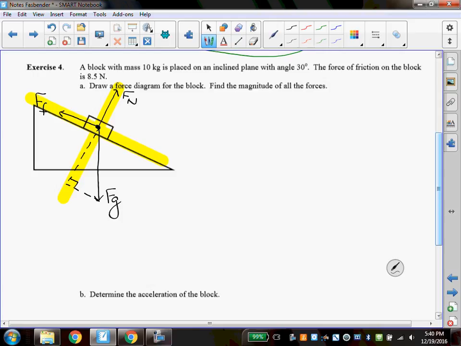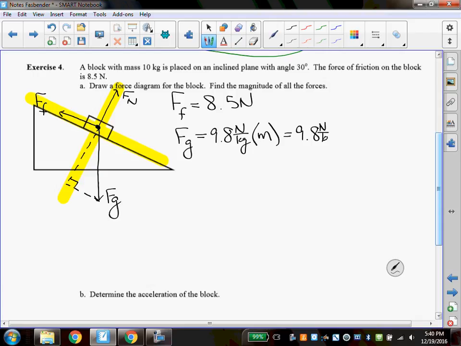Now we want to find the magnitude of all of the forces. The magnitude of the force of friction is given to us. It is 8.5 newtons, so ta-da, we are a third of the way there. The force of gravity is calculated by the formula 9.8 newtons per kilogram multiplied by mass. So we do 9.8 newtons per kilogram times 10 kilograms, and this force of gravity must be equal to 98 newtons.